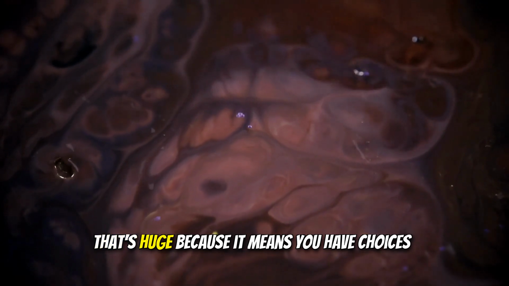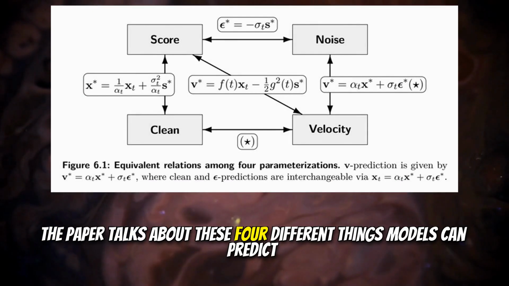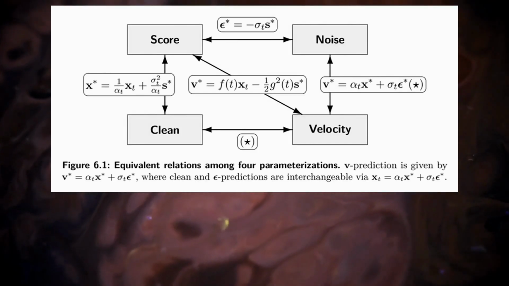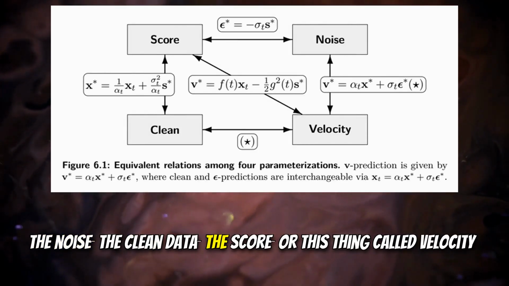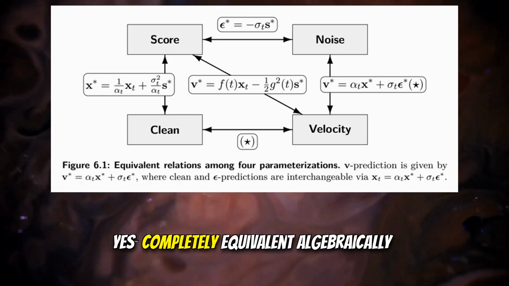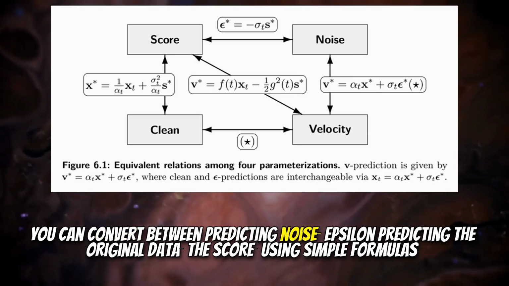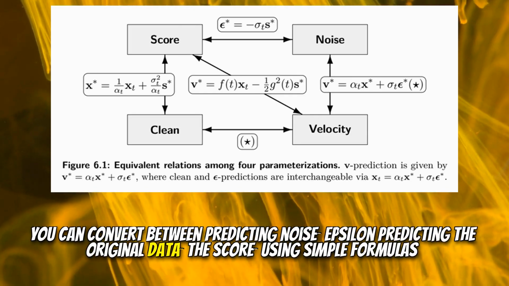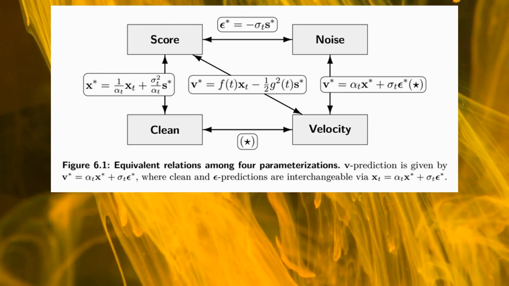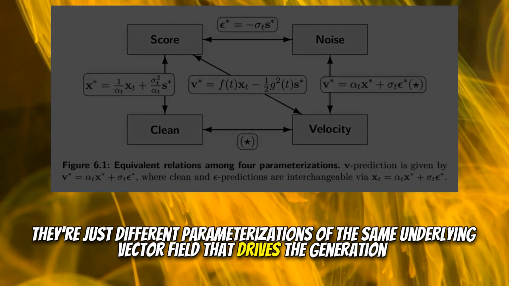That's huge, because it means you have choices. The paper talks about these four different things models can predict. The noise, the clean data, the score, or this thing called velocity. They're equivalent. Yes, completely equivalent algebraically. You can convert between predicting noise, epsilon, predicting the original data, the score, using simple formulas. They're just different parameterizations of the same underlying vector field that drives the generation.